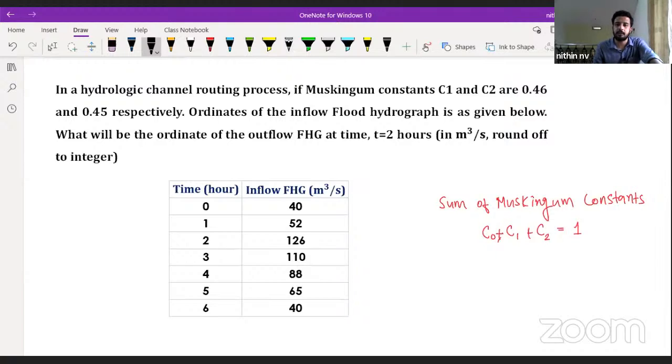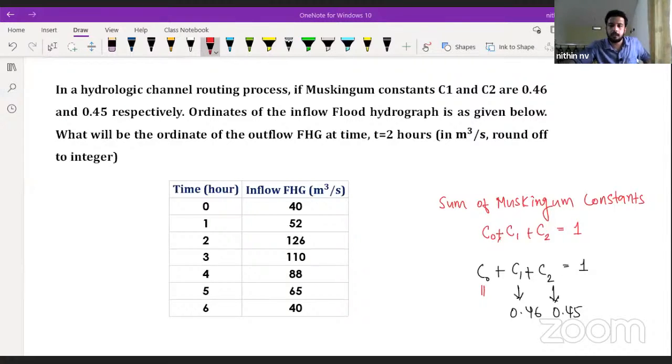Here they have given C1 and C2. C1 we have 0.46, C2 we have 0.45. Okay, two coefficients we have, so that we can calculate what is C naught. And now tell me how much is C naught. Add those 0.46 and 0.45, then take 1 minus that. Yes, 0.09. Now how we are going to calculate? Are you getting everyone 0.09? Yes. Okay, using the relationship.